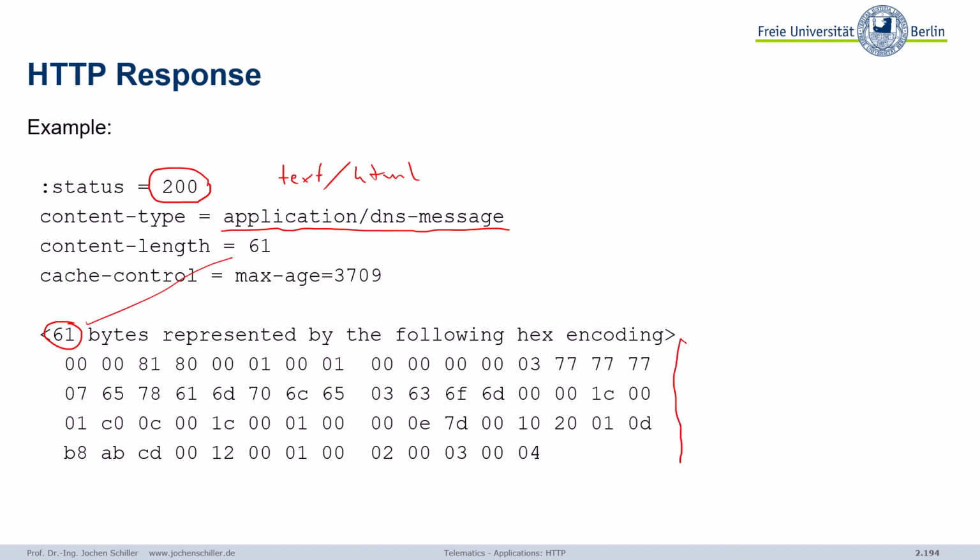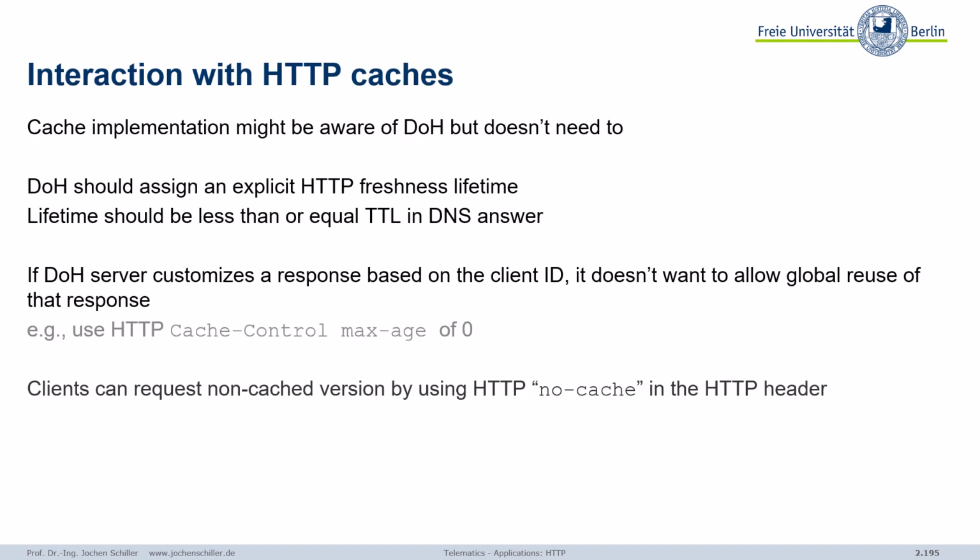Okay, additionally, we know in the web we have caches, web caches, and there's a certain age assigned to this response. Okay, age here for HTTP request, but we know that DNS also has a certain age. You remember all these records, they have a TTL assigned. So, is this the same? Well, it depends. So now we use a cache made for HTTP. So the cache implementation might be aware of DNS over HTTP, but doesn't need to.